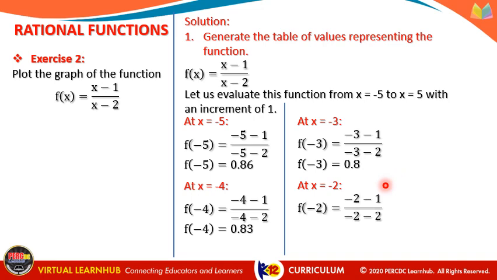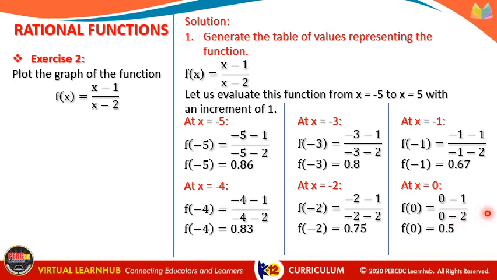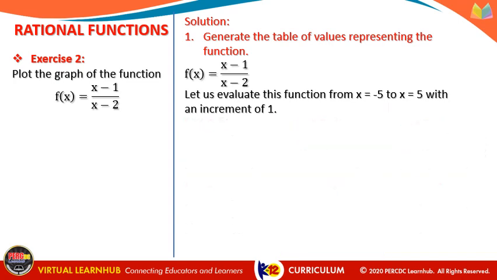At x is -2, you'll get -2 minus 1 over -2 minus 2. Then the answer is 0.75. At x is -1, you'll get -1 minus 1 over -1 minus 2, which gives us 0.67. At x is 0, you'll get 0 minus 1 over 0 minus 2, which will give us 1/2 or 0.5. Tuloy natin. At x is +1, you'll get 1 minus 1 over 1 minus 2, which will give us 0.